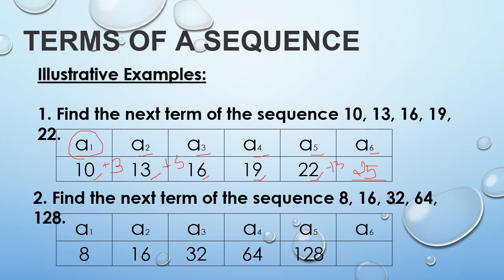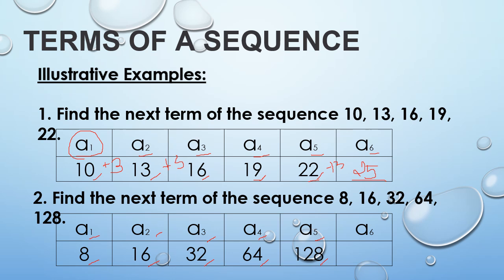Okay, next. Find the next term of the sequence 8, 16, 32, 64, and 128. So again, our a sub 1 is the first term 8, a sub 2 is 16, a sub 3 is 32, a sub 4 is 64, a sub 5 is 128. Okay, can you solve? What is a sub 6?